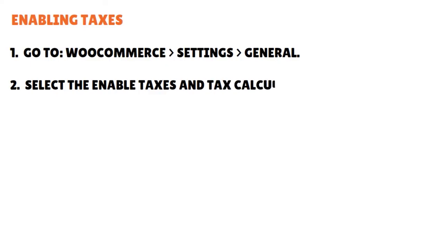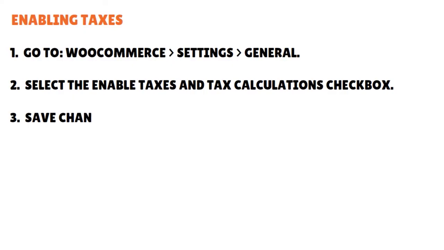So you need to go to WooCommerce, then settings and general. And in the general tab, you select the enable taxes and tax calculations checkbox. You've got to do this if you want to go the manual route. And then you save changes, right? That way, those settings are now activated. So the first thing is enabling taxes.